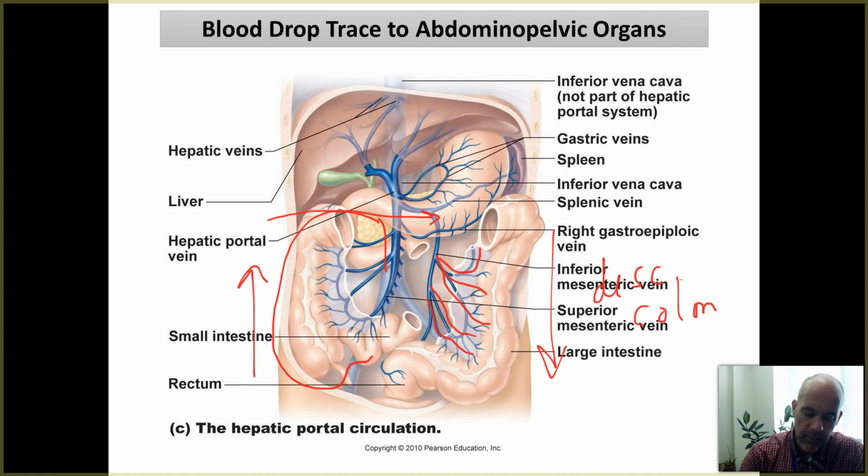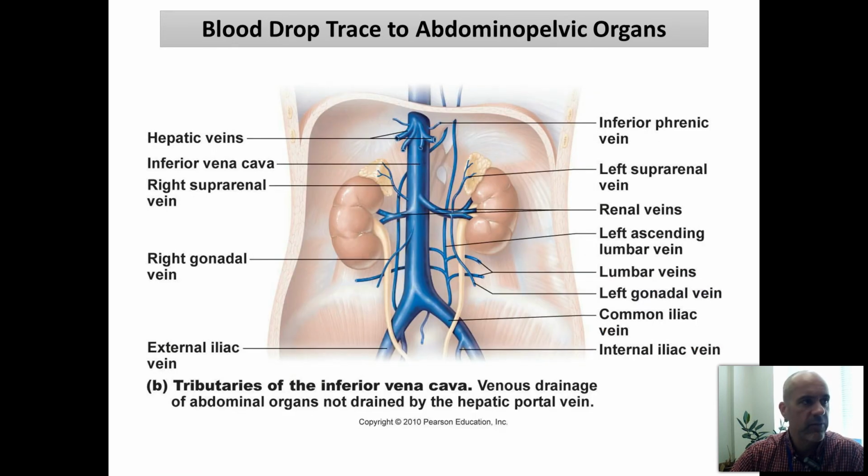And then this portion is called the sigmoid colon. You'll learn that later when we cover the digestive system. And then finally, the rectum. So deoxygenated blood that's draining off of the rectum and the descending colon, those last stretches of the colon, will flow through the inferior mesenteric vein. The superior mesenteric vein is going to receive deoxygenated blood from most other parts of the intestinal tract.